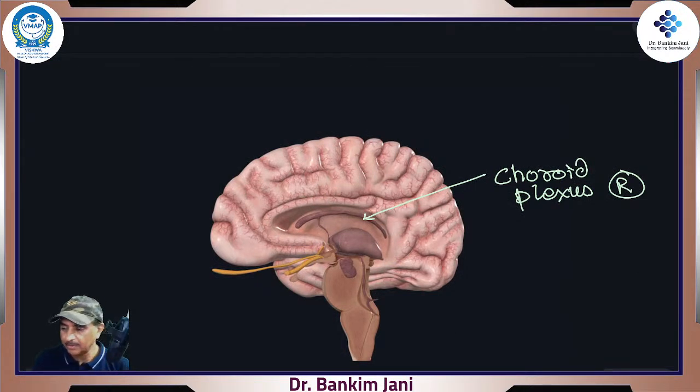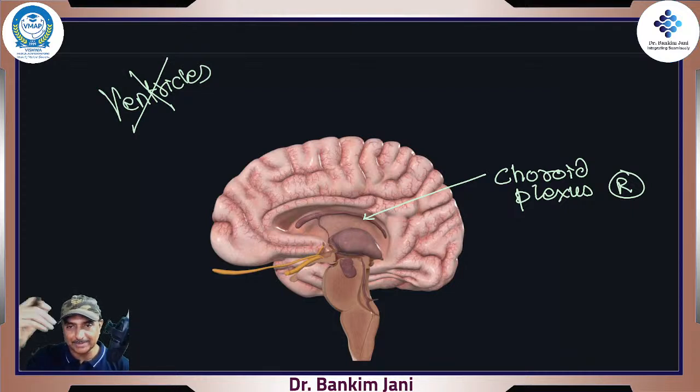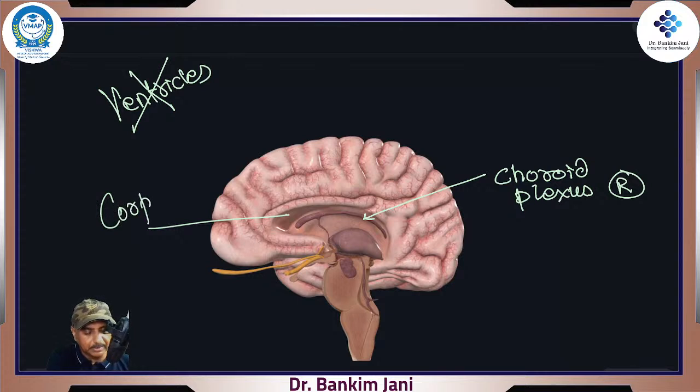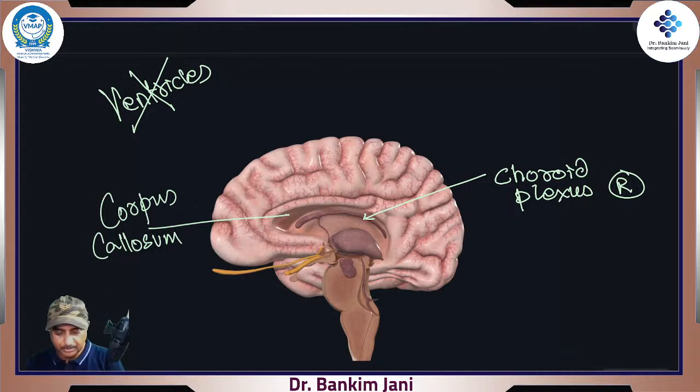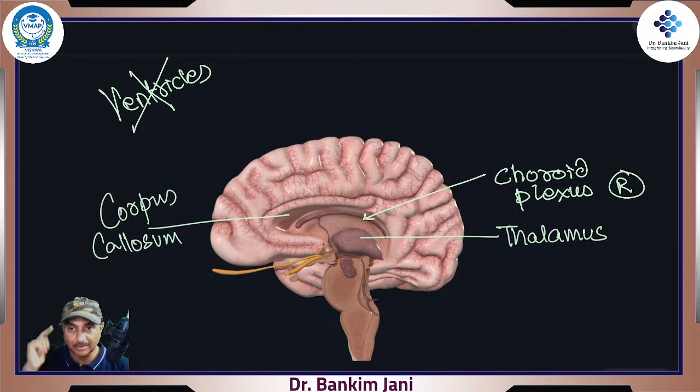So over here, ventricles gone, right? All ventricles gone. We have removed that. Now what we see is just the choroid plexus, which is lying over there, and this is the corpus callosum, right? This one is corpus callosum, right? Choroid plexus, and this is the thalamus, right? That's the thalamus. Remember, we are watching the right side, right? So all other things have been removed.